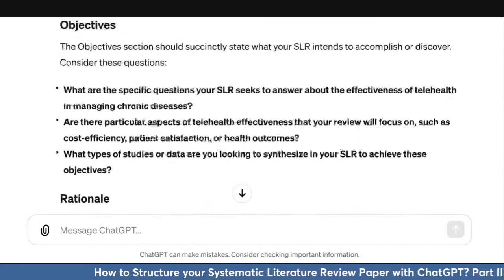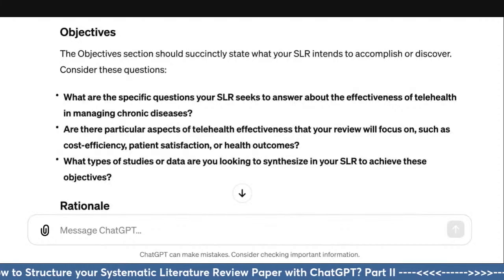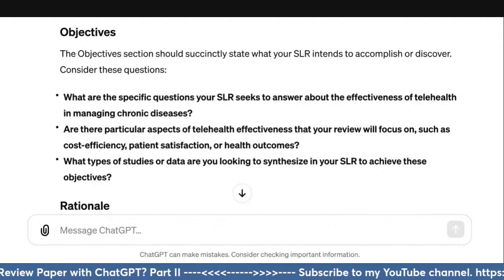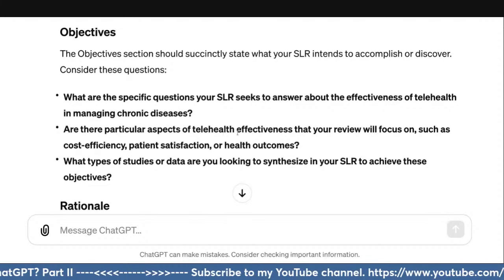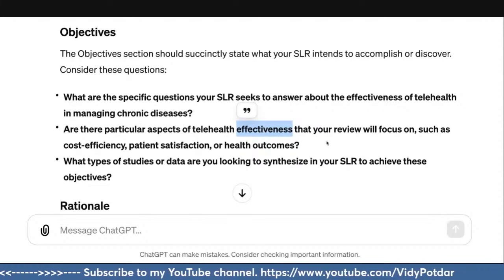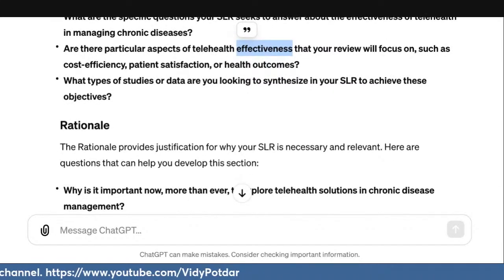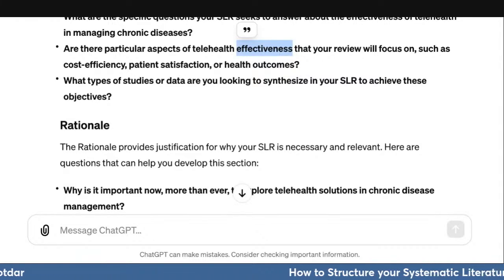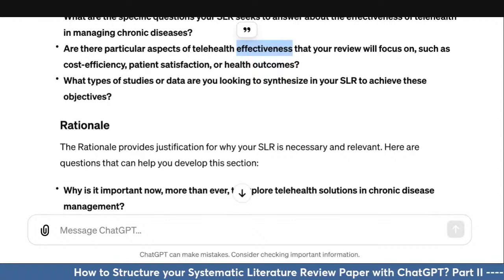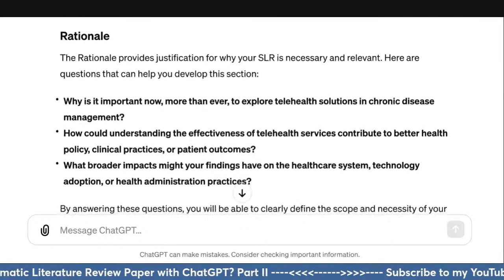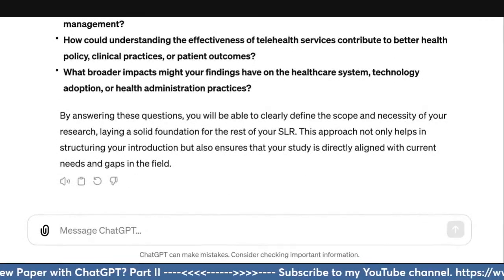Similarly, for objectives, what are the specific questions your SLR seeks to answer about the effectiveness? So you can think about these and start answering them. Are there particular aspects of telehealth effectiveness that your review will focus on? So this is going to start giving you potential ideas to think about. And as you think, it will give you some sense of direction in your SLR, and it will help you to get started writing your SLR.